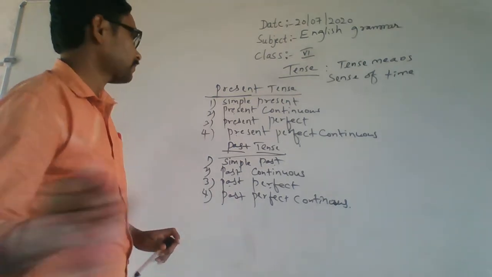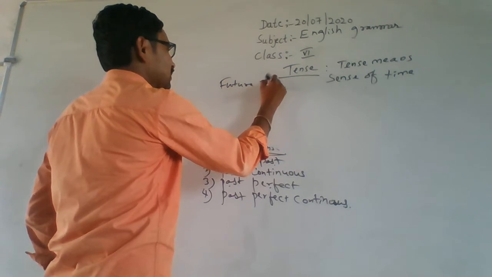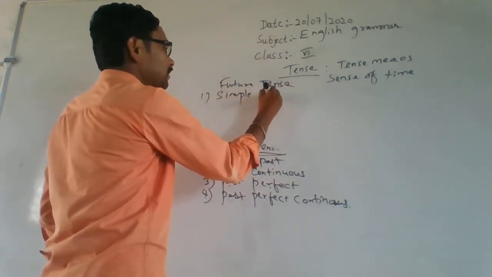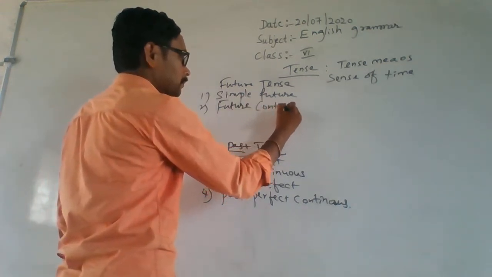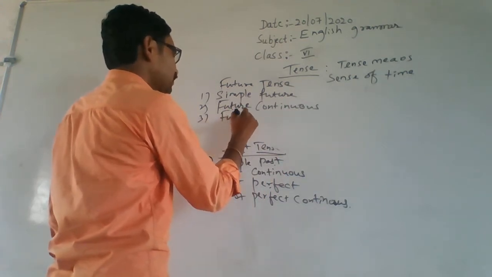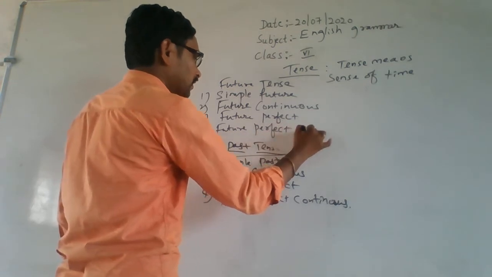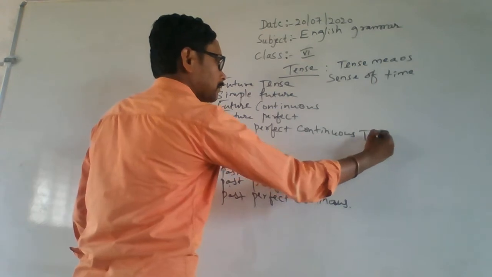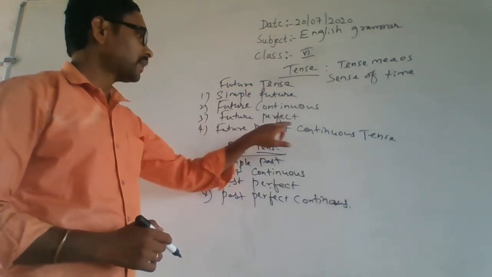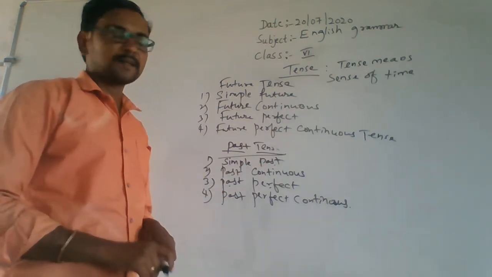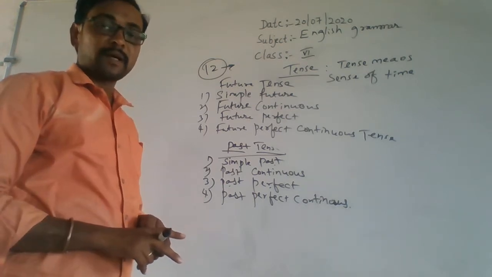So let us see next, future tense. First one, simple future, future continuous, future perfect, future perfect continuous tense. Is it understood? All these are sub tenses. Totally 12 sub tenses are there. Totally how many sub tenses are there? 12. Is it right?